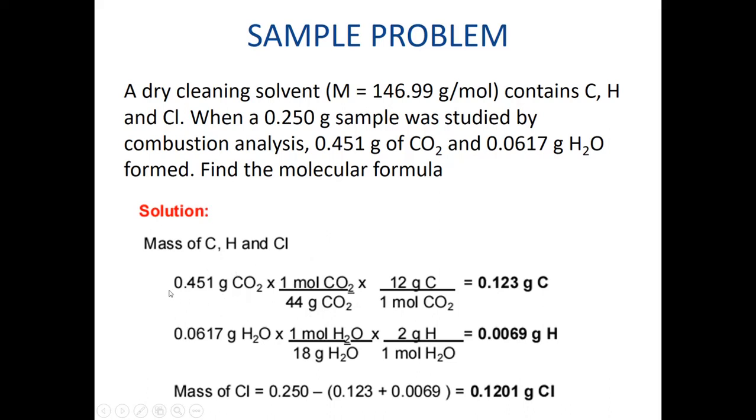This is basically the mass of carbon dioxide divided by the molecular mass of CO2, times the molar mass of carbon. Then you cancel this unit, and cancel this unit. Then you get 0.123 gram carbon. Same goes for hydrogen. And to calculate the mass for Cl, the total mass of the sample is 0.25. You need to subtract 0.123 plus 0.0069. Then you get the mass of chlorine is 0.1201.